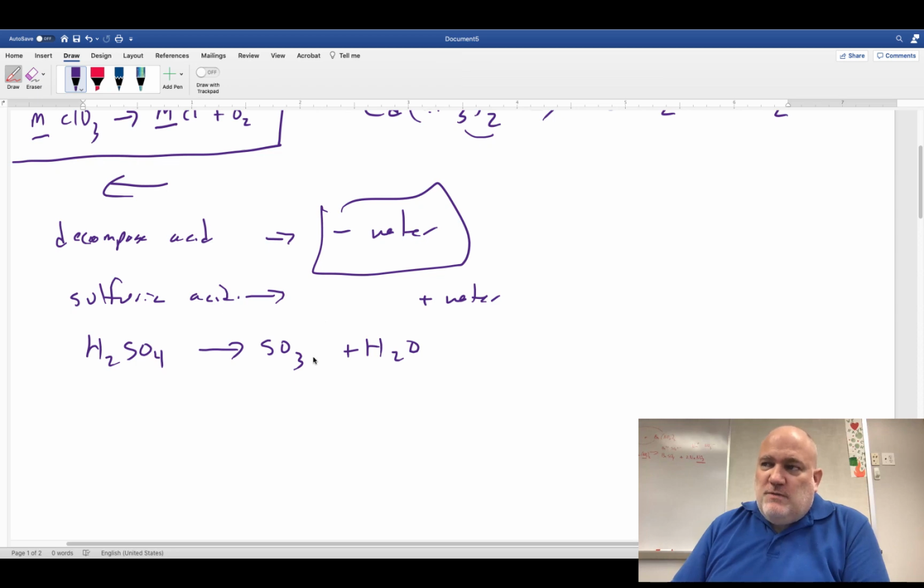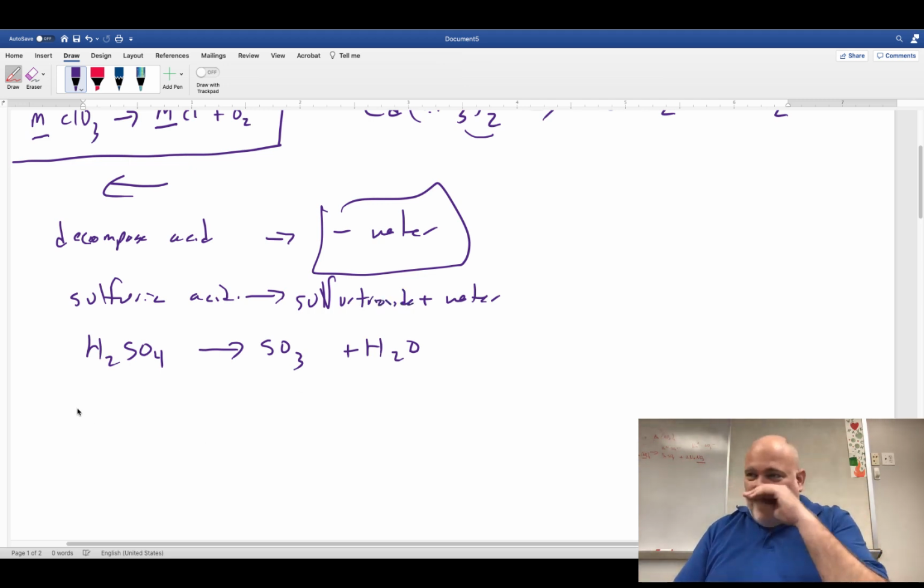Now, SO3, you might be inclined to say is sulfite, but it's not, because sulfite only exists when it's part of a compound, or if I had a 2- outside. Here you have 2 different nonmetals interacting with each other, so this would be sulfur trioxide.